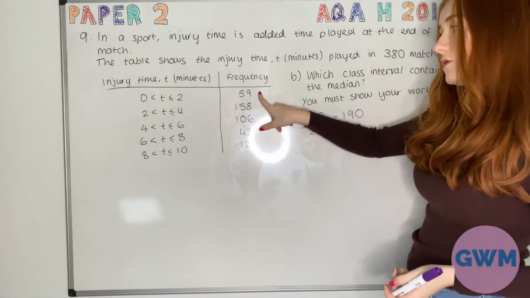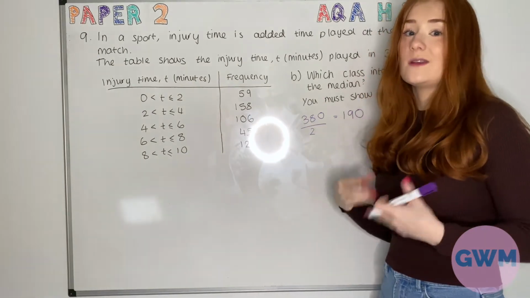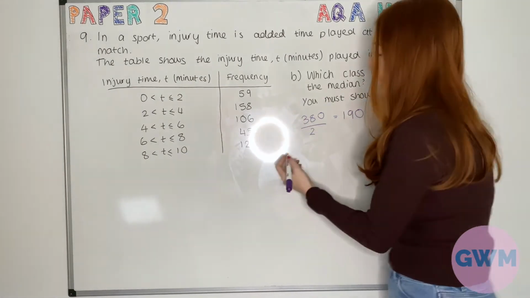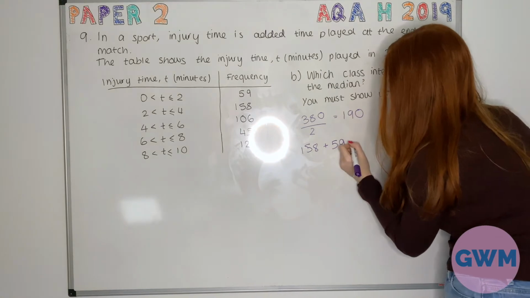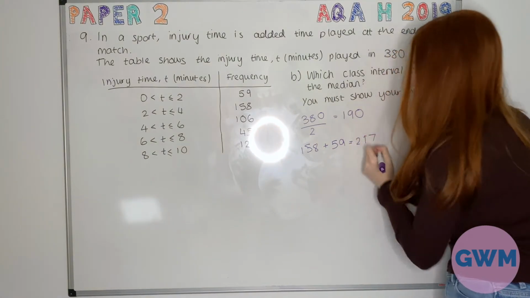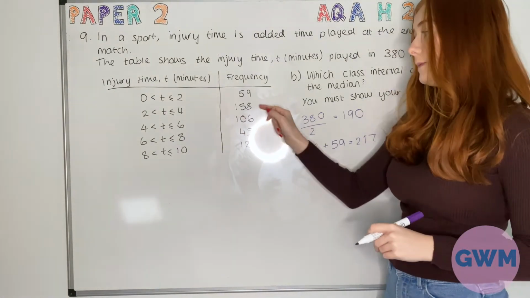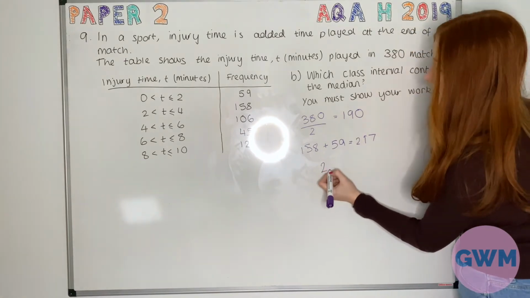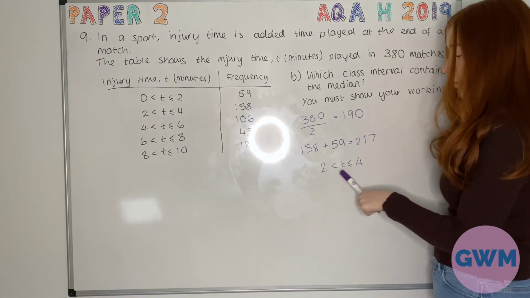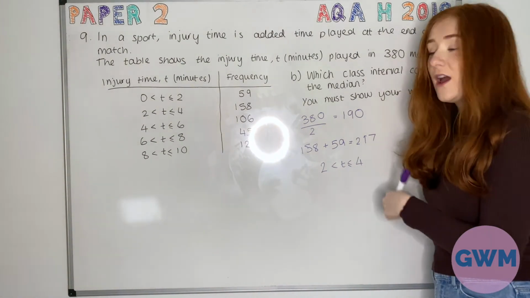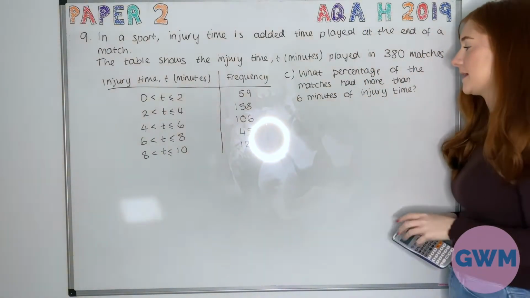So now we need to see, well, which interval would that fall into? Well, if we do it based on the frequency, it's not going to fall in the first band because that's only got 59 in. We want the 190th. So let's look at the next one. Well, 158 plus 59 equals 217, which is bigger than 190, which means that the 190th point must fall within that second band. Therefore, the class interval that contains the median must be t is greater than 2, but less than 4.